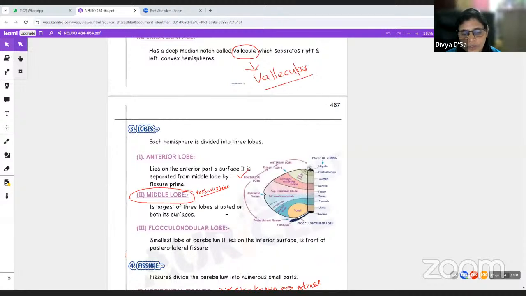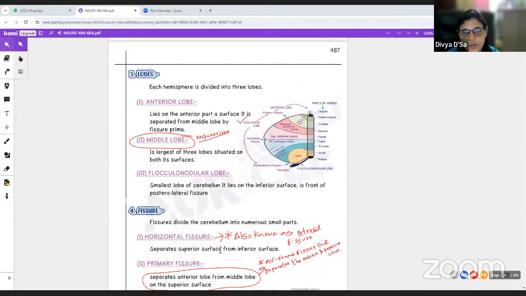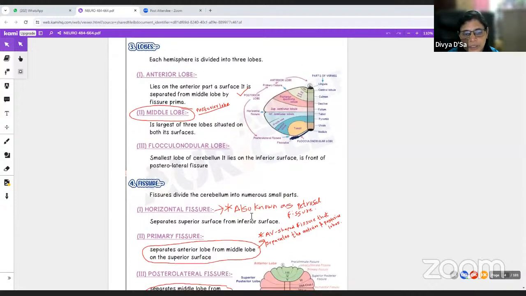The middle lobe is the largest of the three lobes and is situated on both the superior as well as inferior surface. Then we have the flocculonodular lobe. It is the smallest lobe of the cerebellum. It lies on the inferior surface. Here you can see, this is the flocculonodular lobe. In front of this is the posterolateral fissure. There are many fissures on the cerebellar hemispheres.